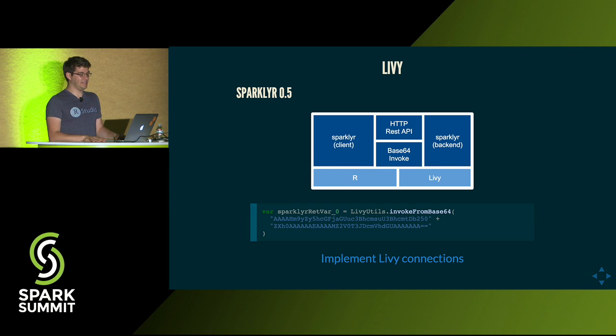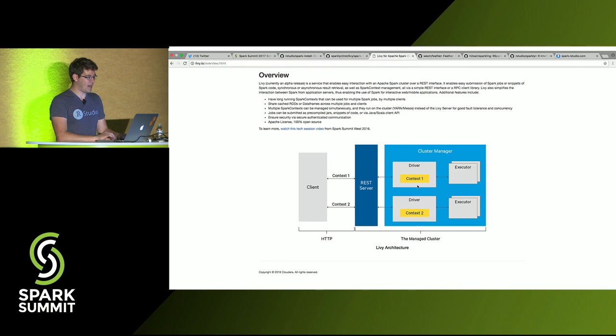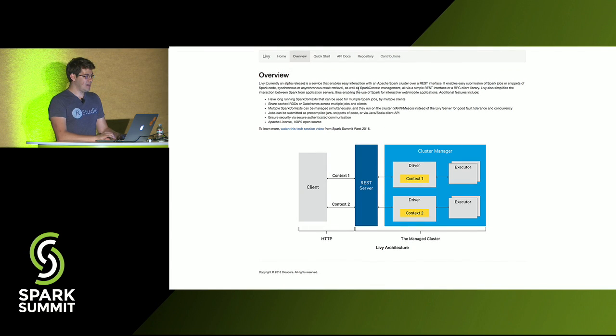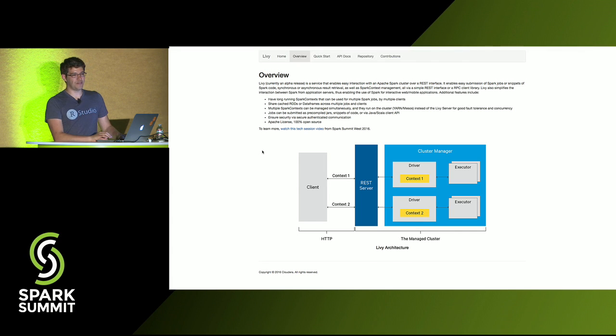So the Livy case is interesting. As I mentioned, with Livy, this is also a feature that got introduced in 0.5. For those of you that haven't looked at Livy yet, this is their main webpage, livy.io. It was originally a project from Cloudera, which I believe is transitioning to being an Apache Spark project. And it's basically a REST API for Apache Spark jobs. And it also provides a REPL.